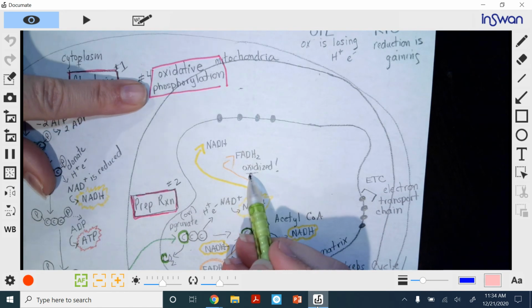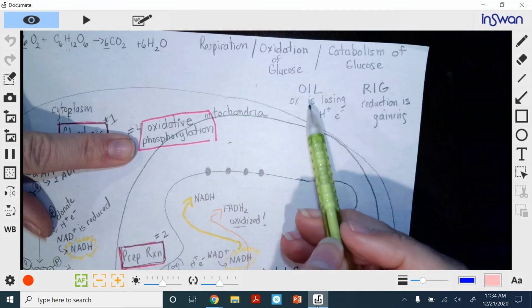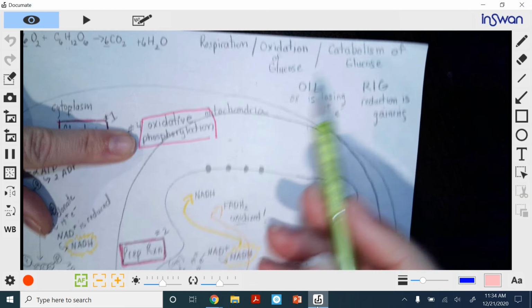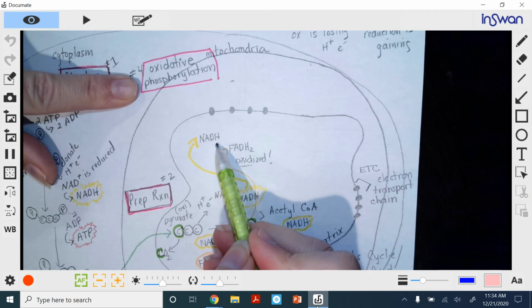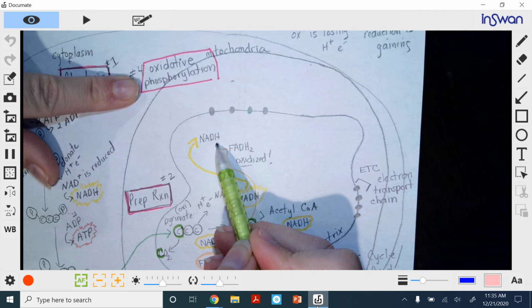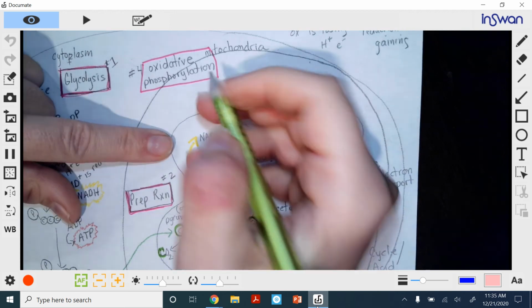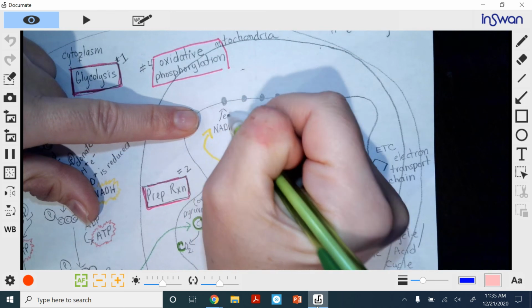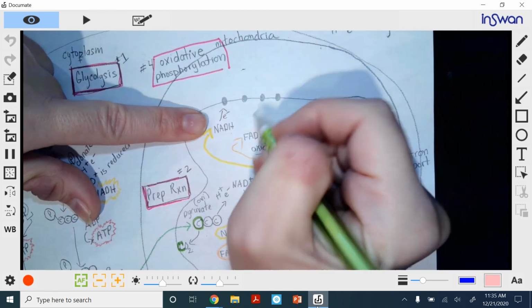Okay, do you remember what oxidation is? Oil rig. Oxidation is losing. They picked up protons and electrons and now they can let them off. Just like a bus picks up kids and can let them off. Okay, so what happens is it releases its protons and electrons.